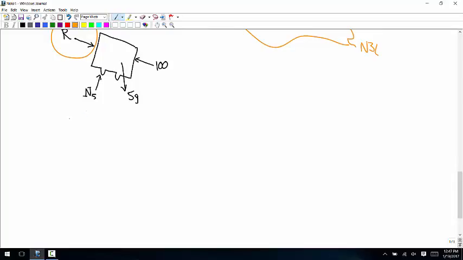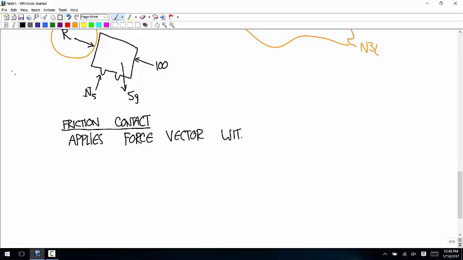And then the last one is friction contact. When there's contact between two bodies with friction, it applies a force with an unknown direction. So force vector with an unknown direction.